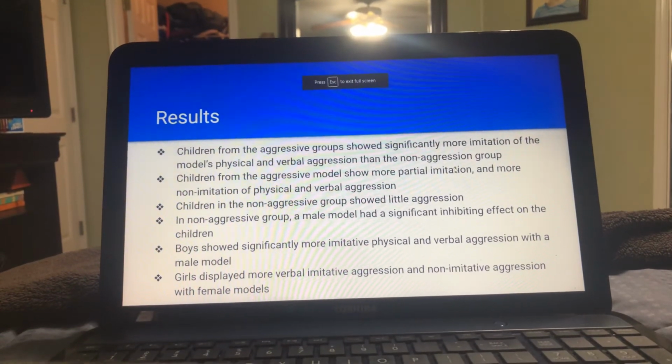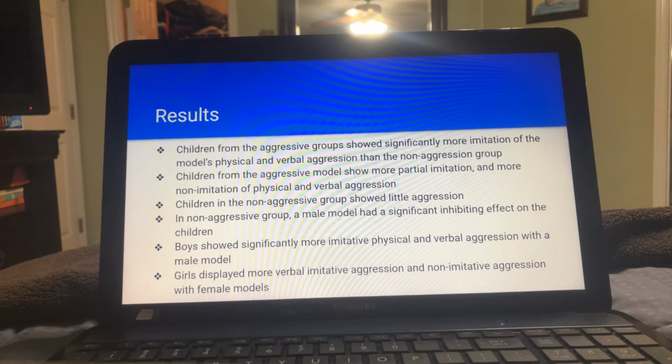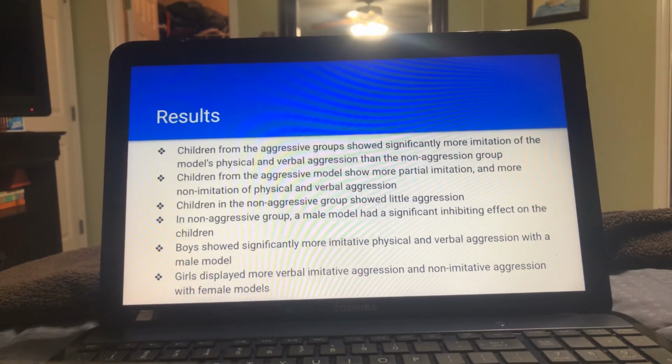On to the results of this study. Children from the aggressive group showed significantly more imitation of the model's physical and verbal aggression than the non-aggression groups did. Children from the aggressive model show more partial imitation and more non-imitation of physical and verbal aggression. Children in the non-aggressive group showed little aggression.